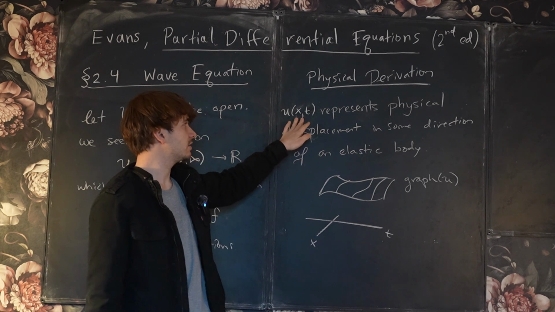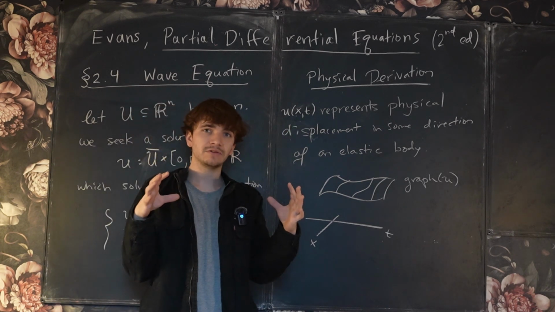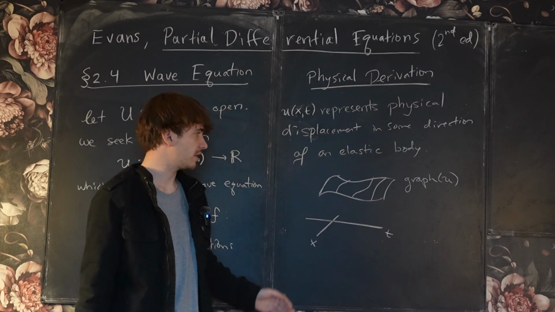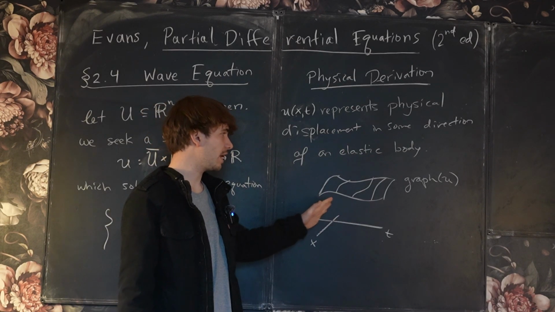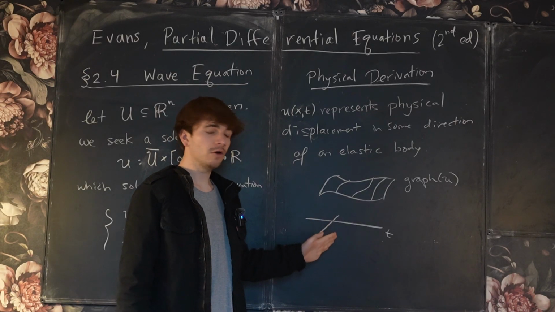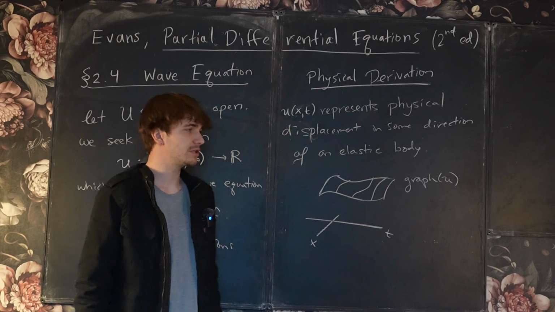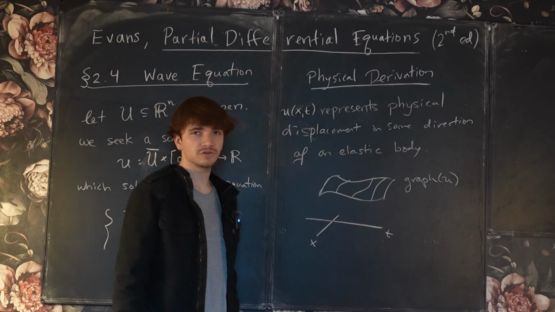And so the entire data of u will describe the complete vertical motion of the string in space-time. And that can be graphed as a surface over space-time, and the height of this surface is the vertical displacement of the string, okay?